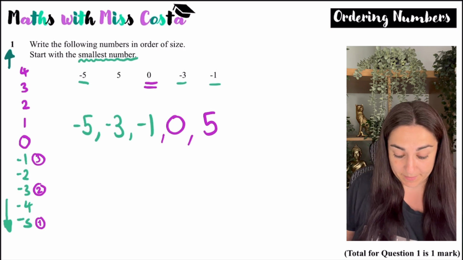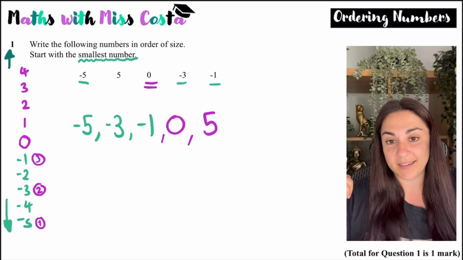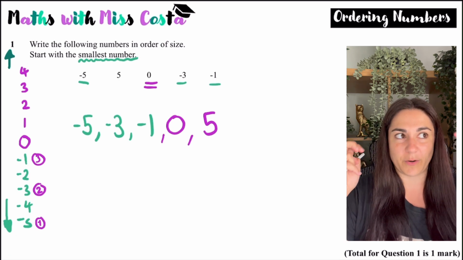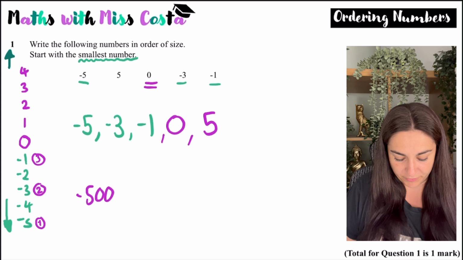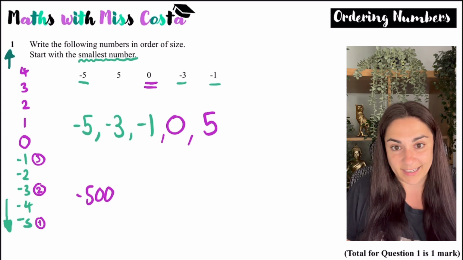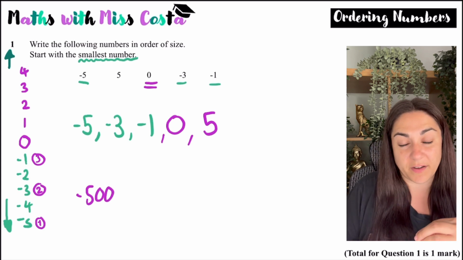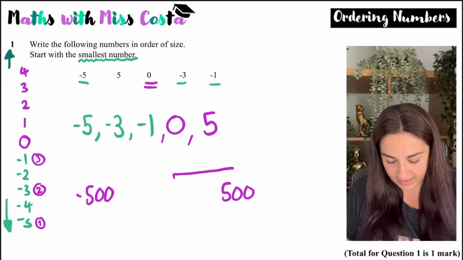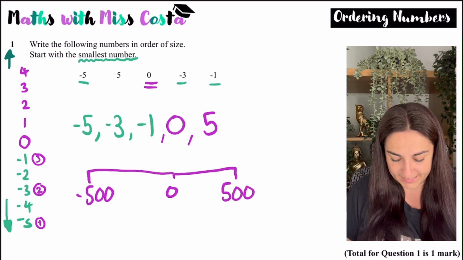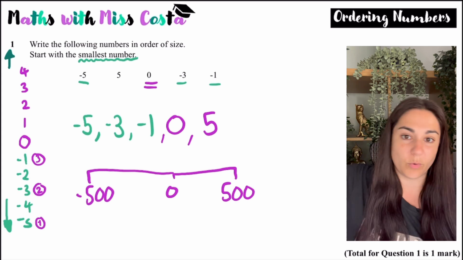Sometimes negatives can get a bit confusing, but the larger the number is with a negative sign, the smaller it would be. So like -500 is smaller than any of these numbers, even though if it was +500, it would be the biggest number. So it's like the further they are from 0 on each side, the bigger or the smaller they are.